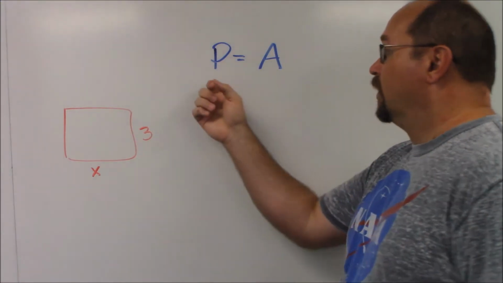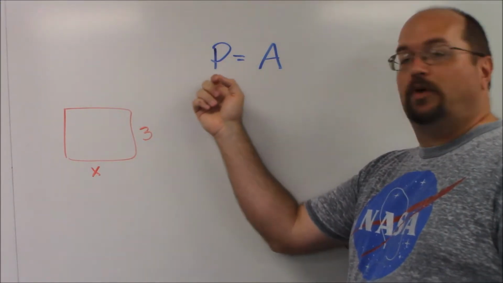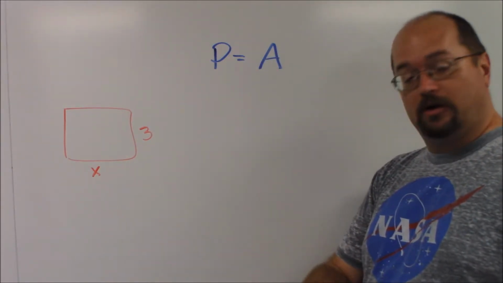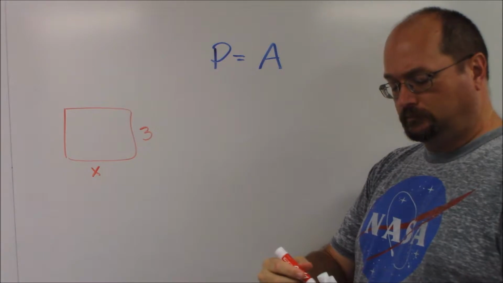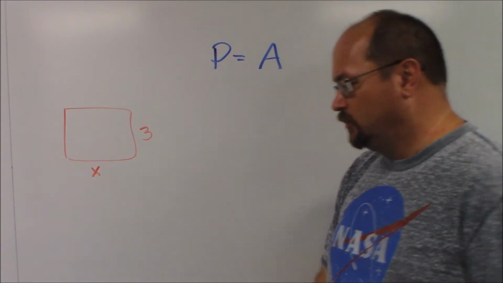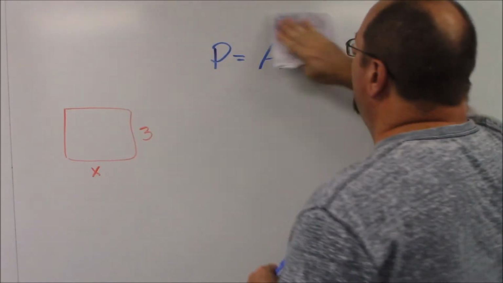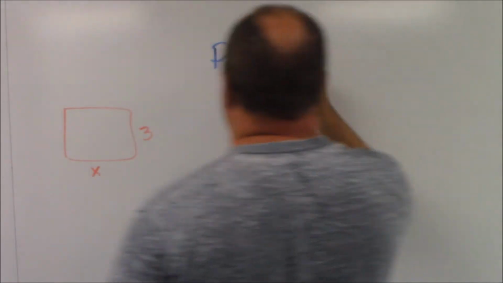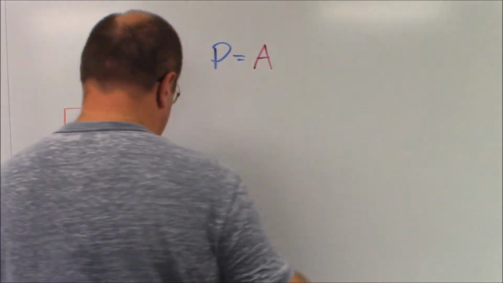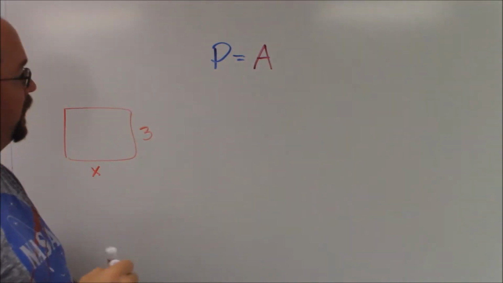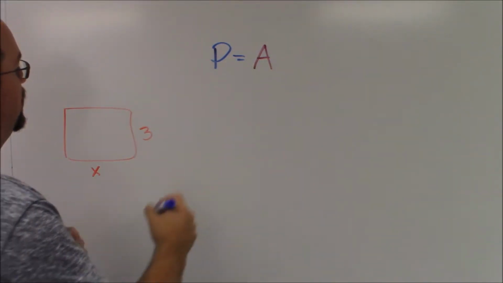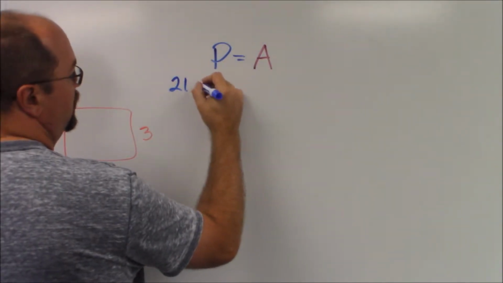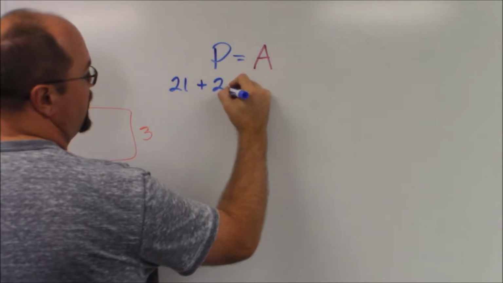So we're going to set up this very simple equation that the perimeter is equal to the area. And then we're going to kind of work backwards from there. So perimeter, and I'm going to use a couple of different colors. I'm actually going to change area to a different color so we can keep them separate. All right, so for perimeter, we've got 2 times the length plus 2 times the width.